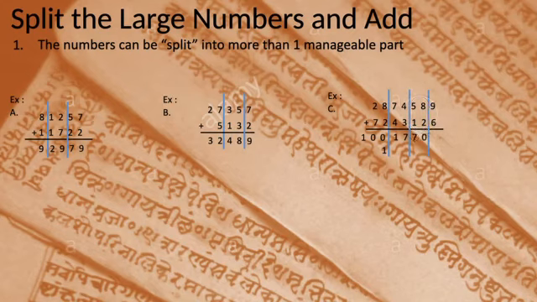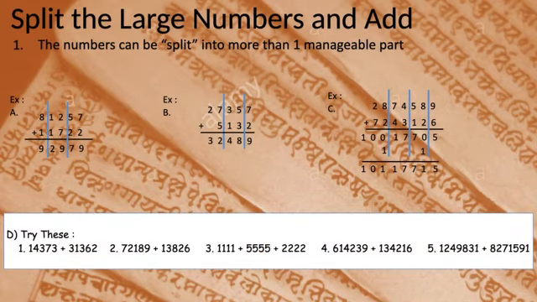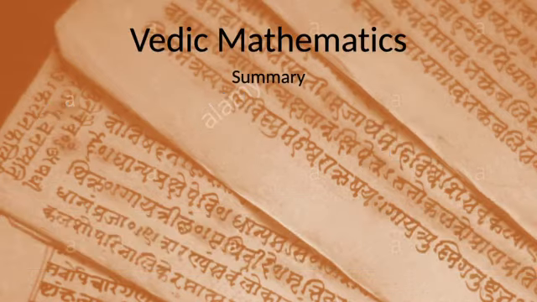9 and 6, again gives me a carryover. The answer is 15, so I have to put the 1 in the previous place value and the 5 in the same ones place. Now I have to add them up. When I add them up, I will get the final answer, 10117715. So this is how we can make adding up large numbers a simple process. Okay, so try adding up these things.